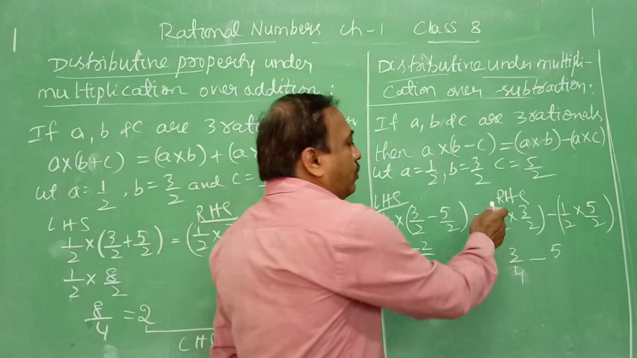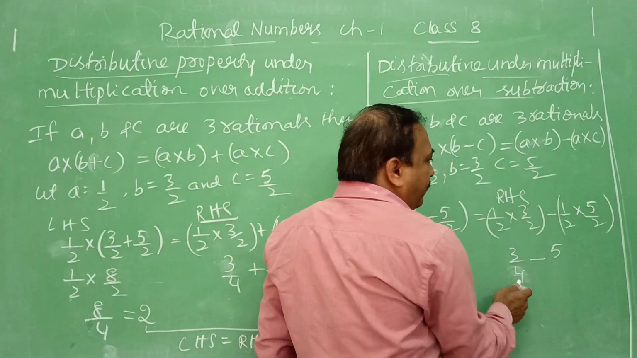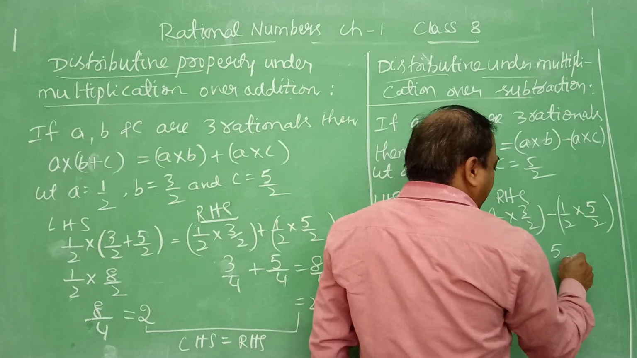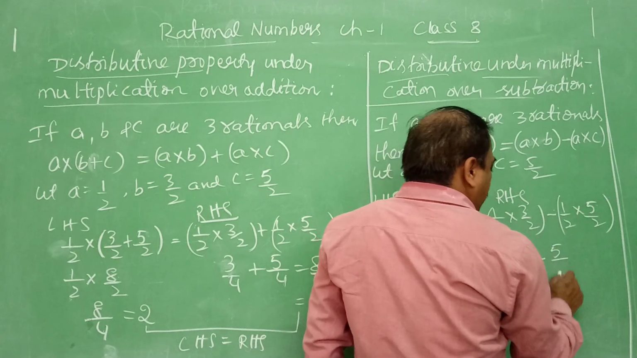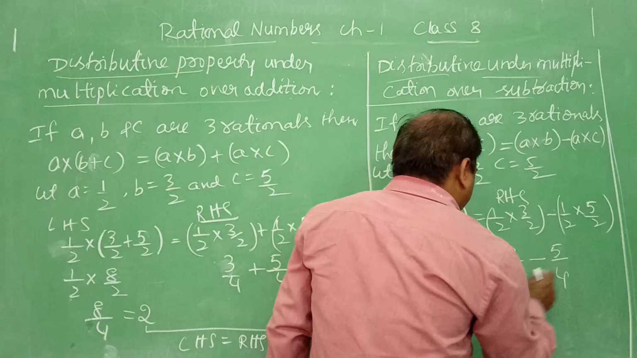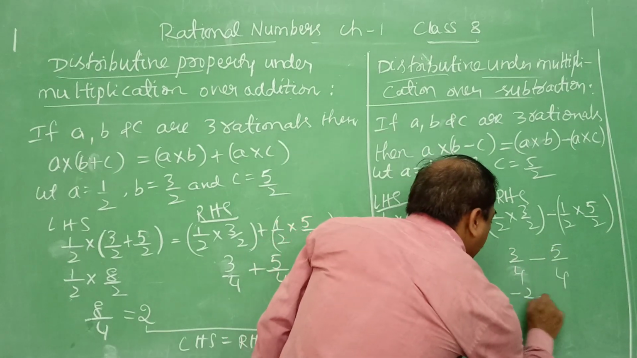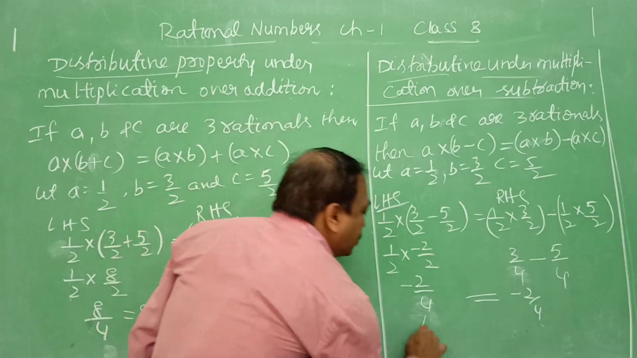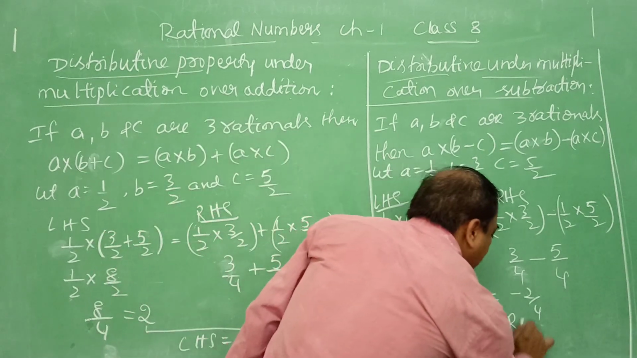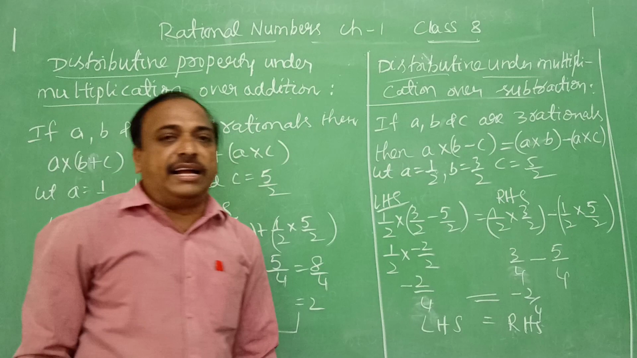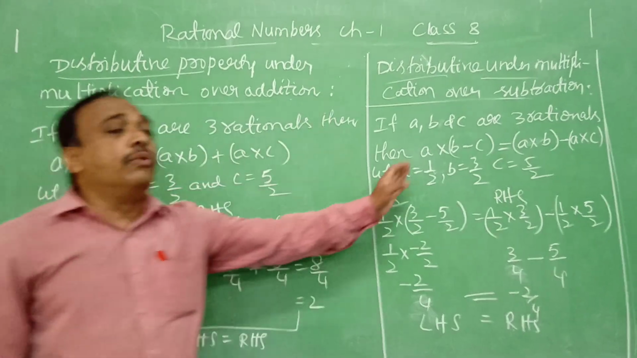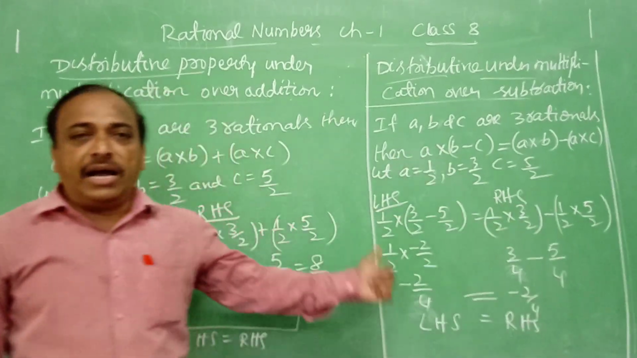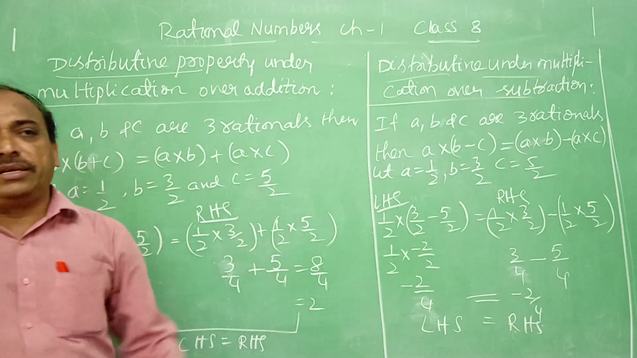Now 1 into 3, 3 by 4, 1 into 5, 5 by 2 2s are 4. Now 3 minus 5 by 4, which is minus 2 by 4. So they both are equal. LHS is equal to RHS. So this is the distributive property of multiplication over subtraction. I hope it is clear to you all.